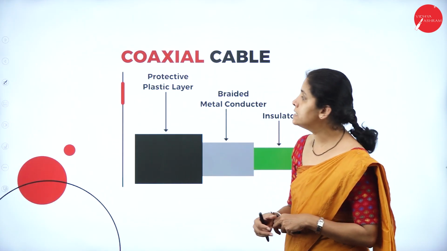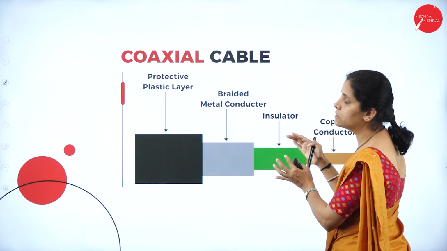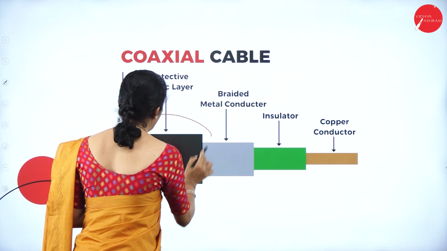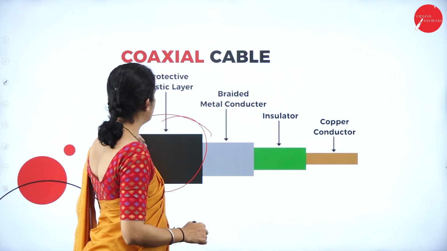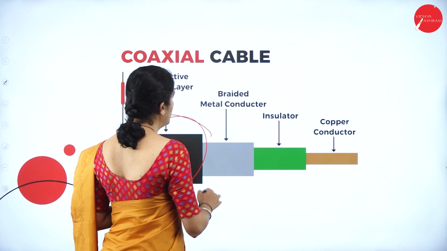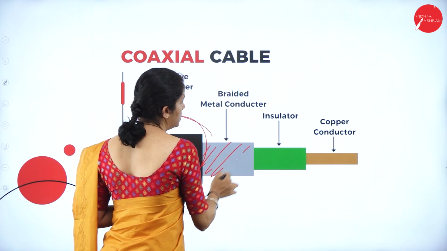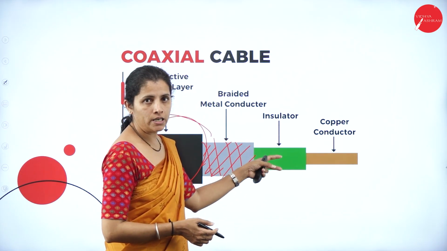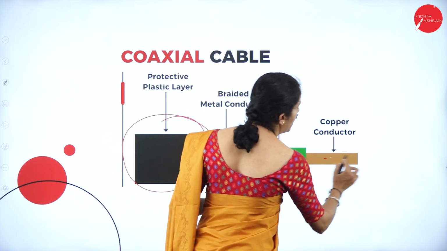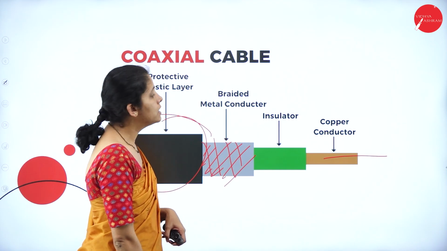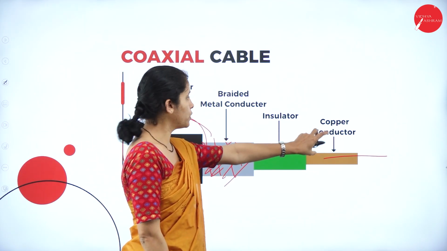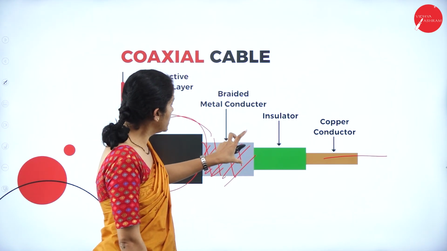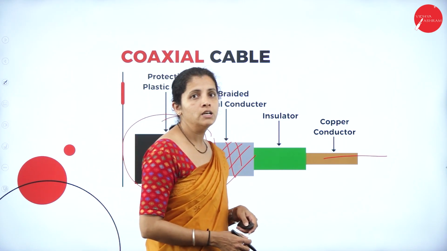Anyway, let me consider this example or this diagram. This is the diagram for coaxial cable. And see, this is my protective jacket, the outer jacket. It is made up of plastic. Then I'm going to have the mesh. This is the outer mesh. Then I'm going to have the insulator and inside that I'm going to have the copper wire or copper conductor, and this copper wire is protected by the insulator and this insulator is covered by the mesh and this mesh is covered by the protective jacket.